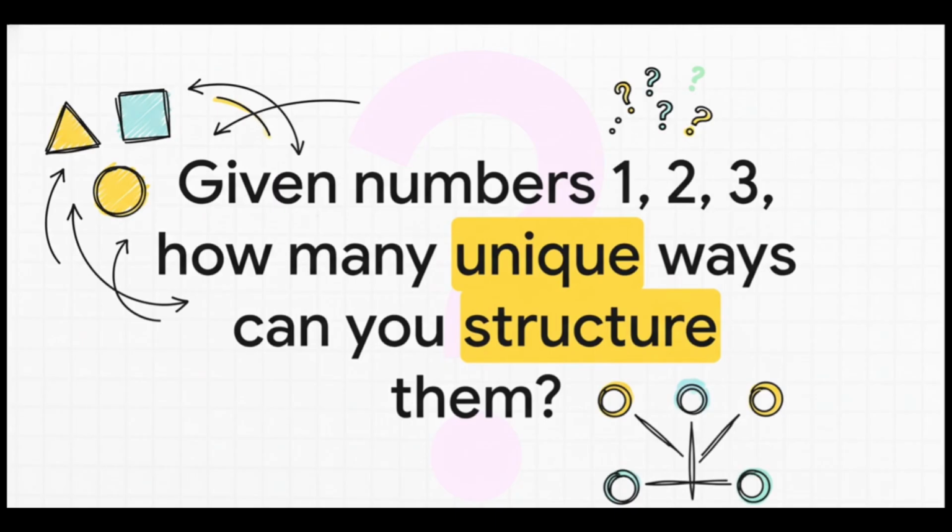So here's the puzzle at its heart. I give you three numbers, 1, 2, and 3. Your job is to arrange them into different structures. Now, there's a catch. There's one single, simple rule you have to follow for every arrangement. So, how many unique structures do you think are possible? Go on, take a guess.